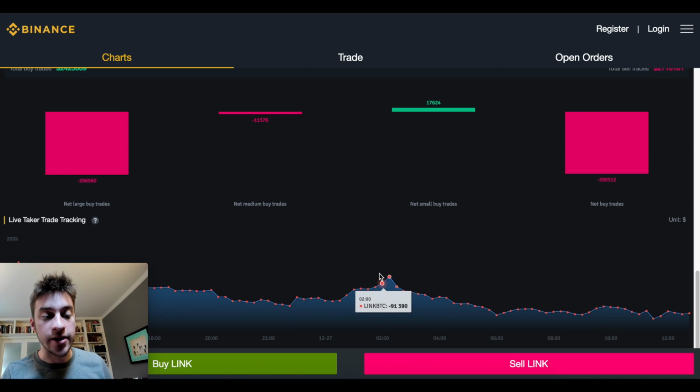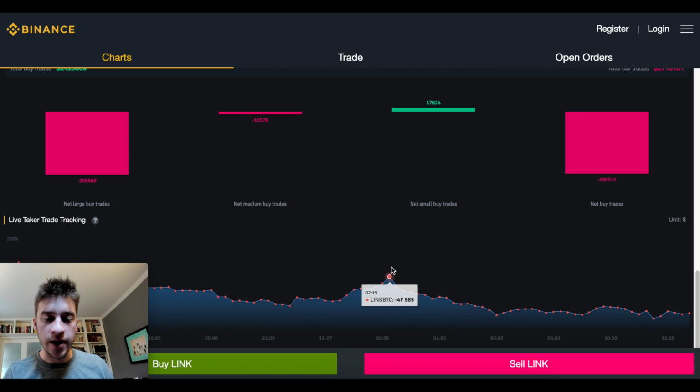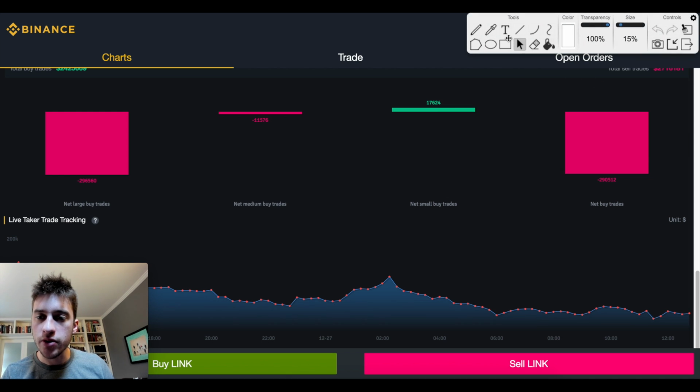This is a CVD. This is basically a collection of all market buys minus market sells on Link BTC. So this is collected every 15 minutes, and you can really just look at the flows of these market orders here. And if you're ever curious, hey, when would have probably been a good spot for us to have sold, it probably would have been around here because that's where the market buying stopped.